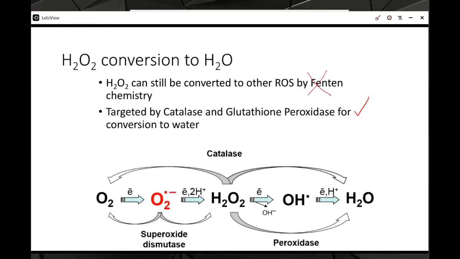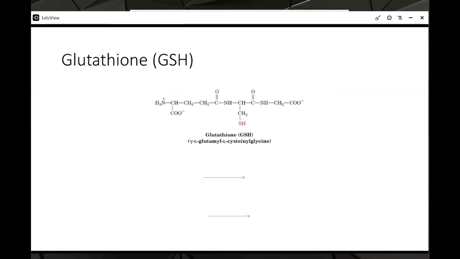So if we look here, we've talked about superoxide dismutase and how it takes superoxide and converts it to molecular oxygen and hydrogen peroxide. Now we're going to look at the actions of catalase, and it takes hydrogen peroxide and converts it to water and molecular oxygen as well. And then glutathione peroxidase takes hydrogen peroxide and allows for its conversion to water. When we look at glutathione, it has this reactive sulfhydryl group here, and this is where chemistry is going to occur.